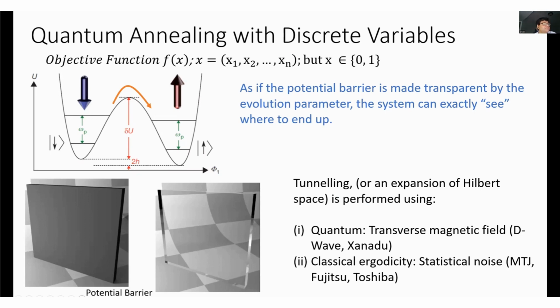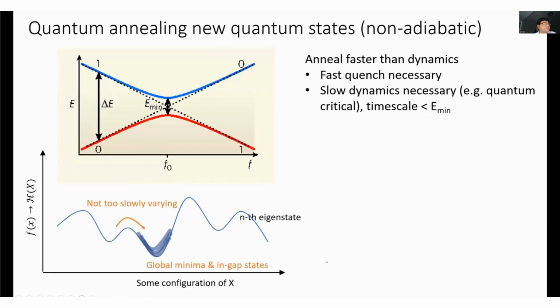So that's what we have, and what we find is that when you make this potential barrier transparent, the system can flow to the global minima almost instantly. Unlike in Monte Carlo, where you have to go through several steps, here you go directly into the global minima. That is basically the advantage here.